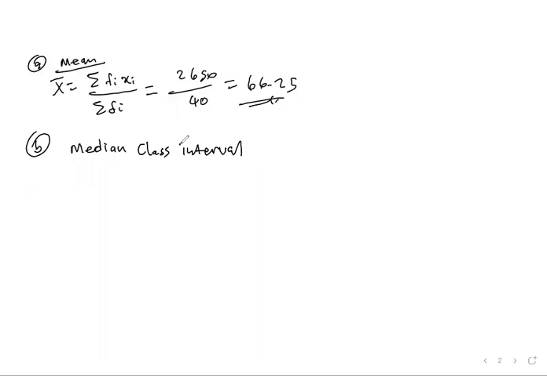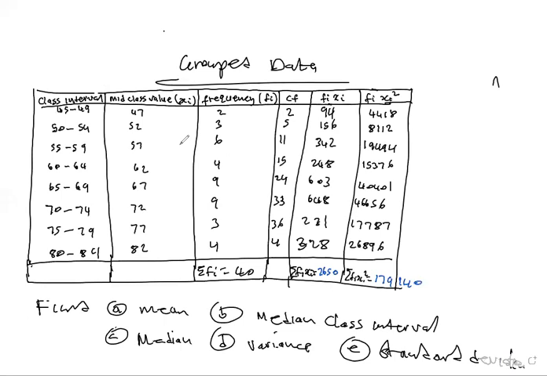So the median class interval is just the interval where the median falls. So let's get back to the table.